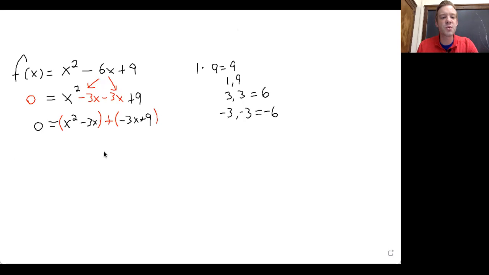Now for each parentheses, we want to find our greatest common factor. In the first parentheses, I'm going to divide by +1x or just +x. In the second parentheses, I'm going to divide by -3 because I see that 3 will divide both 3 and 9. And since the first term here is negative, we want to make sure that we divide by a negative number, like so.